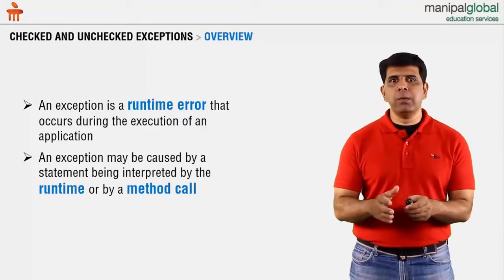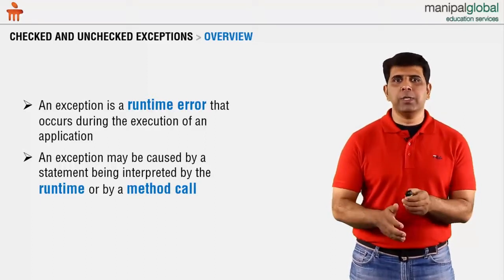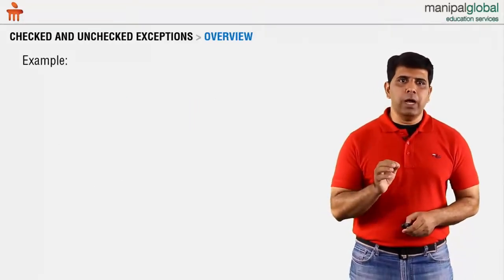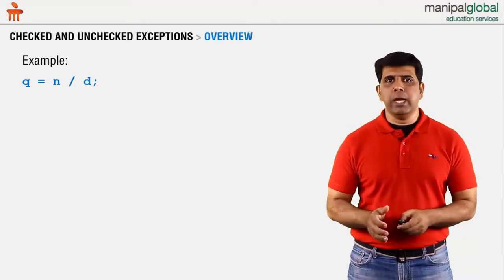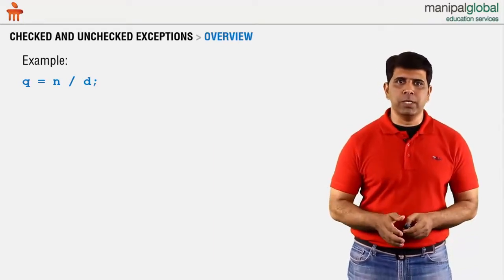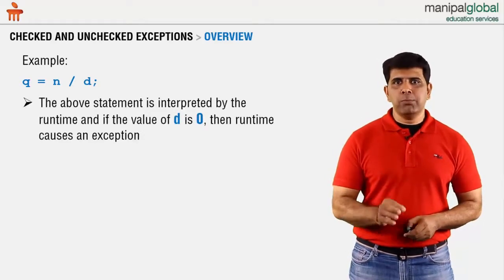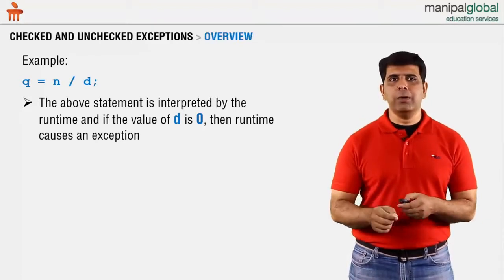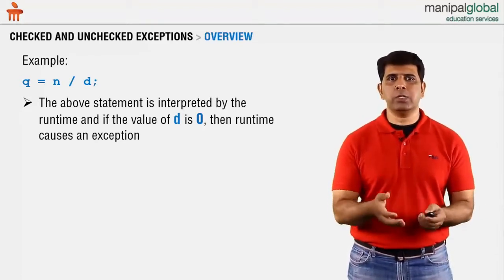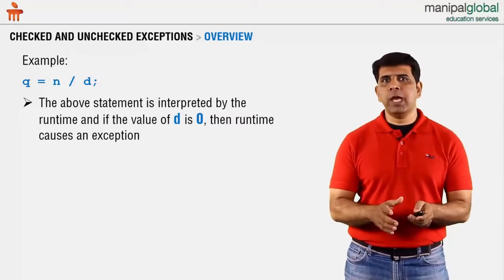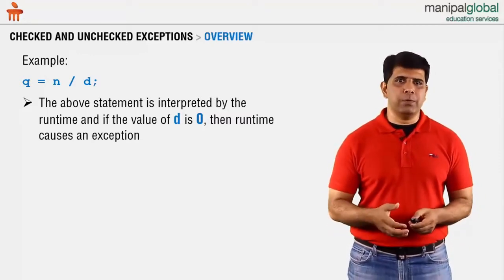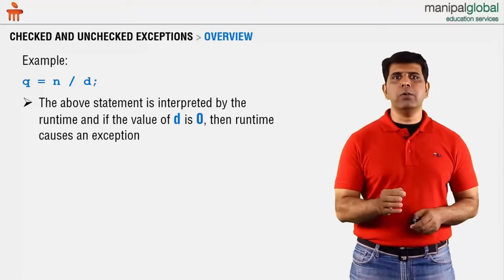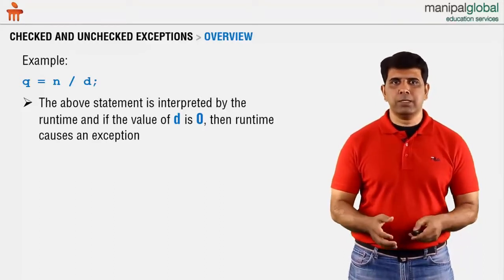An exception may be caused by the runtime interpreting some statement or by a method call. As an example, q = n / d, assuming n and d are two numbers, especially integers. The above statement is interpreted by the runtime. The slash or divide operator is an instruction to the runtime, and at that point in time if d happens to be 0, then the runtime has a problem because it cannot divide an integer by 0. So the runtime will now create a problem, and that problem is an exception.